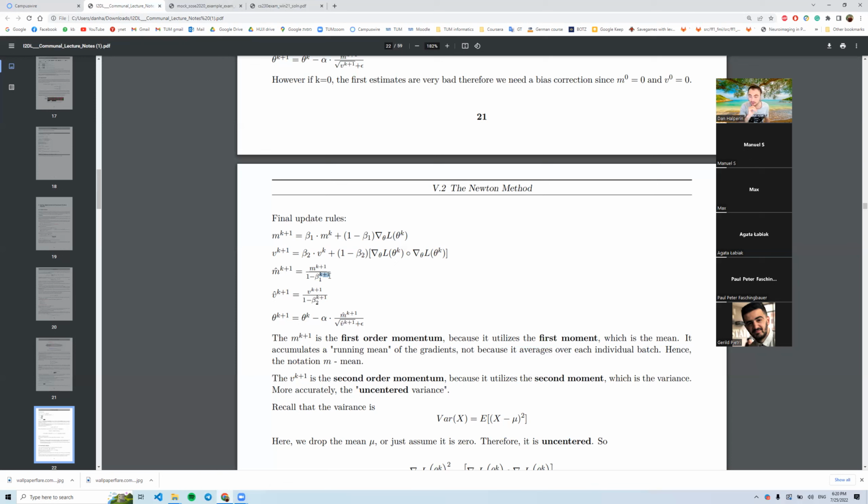So basically, they are biased towards M0 and V0, which are completely random. Those are random, and therefore it's really biased towards where we start. And because of this mechanism, we really penalize the new gradient, because these are zero. So the progress towards the loss is very slow at the beginning.